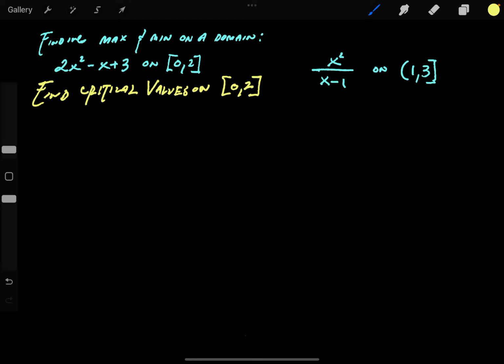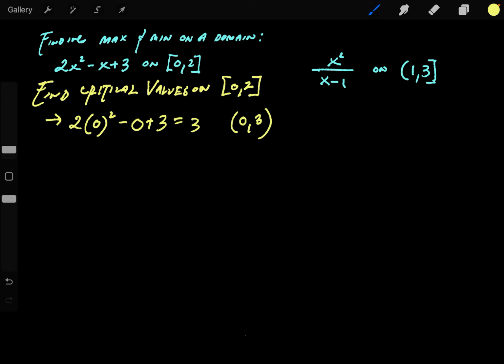The first thing you're going to do is check the value at the endpoints. So you plug in 0 to 0 squared minus 0 plus 3. It's going to give you 3. So (0, 3) is a critical value. Then you plug in the other endpoint. 2 squared minus 2 plus 3 is equal to 4 minus 2 plus 3, which is 5. So you get (2, 5).